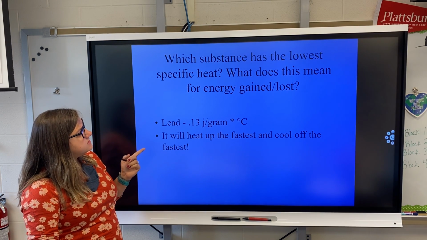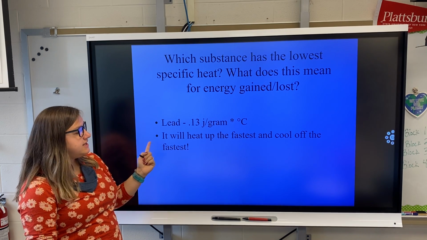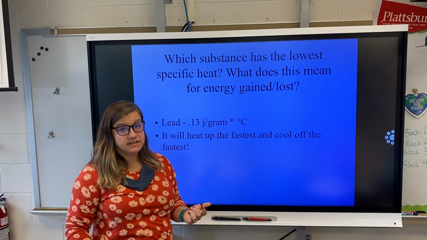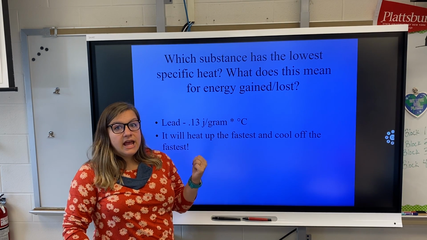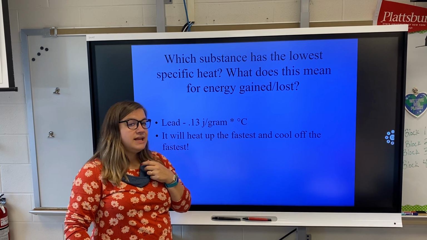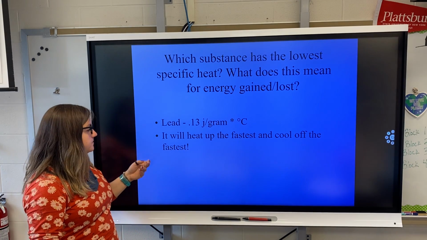So which substance has the lowest specific heat? Lead does. What does this mean? It will heat up the fastest, and it will also cool down the fastest. So actually when you take lead and put it near a fire or heat it up, when you take it away, it does not take very long for it to lose its heat as well.